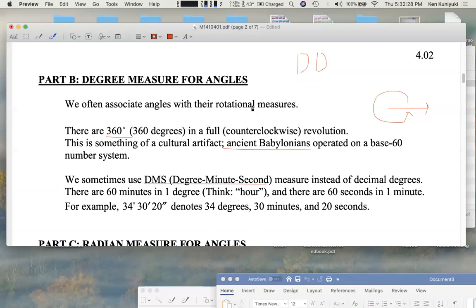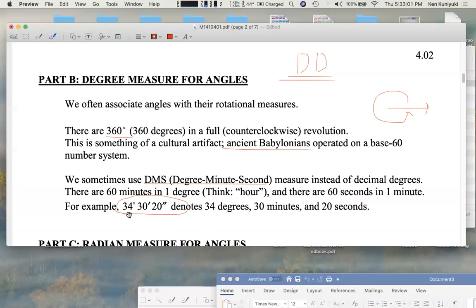Okay, so we could use decimal degrees. So, for example, 35.6 degrees or 57.1 degrees. Or we could use DMS measure, degree minute second measure. You could think of 1 degree as like 1 hour, in the sense that there are 60 minutes in 1 hour, and then 60 seconds in 1 minute. So for example, this over here denotes 34 degrees, 30 minutes, and 20 seconds.